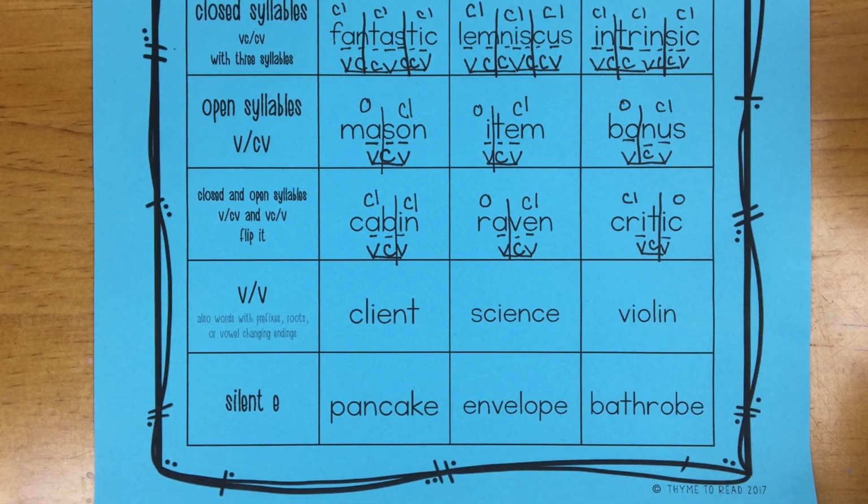Now let's try the vowel-vowel syllable pattern. This is not a vowel team. This is more for words that have prefixes, roots, or words that have vowel changing endings. I'll do the first one for you.